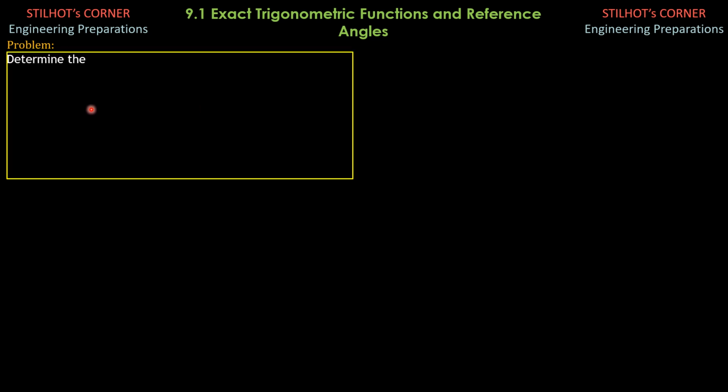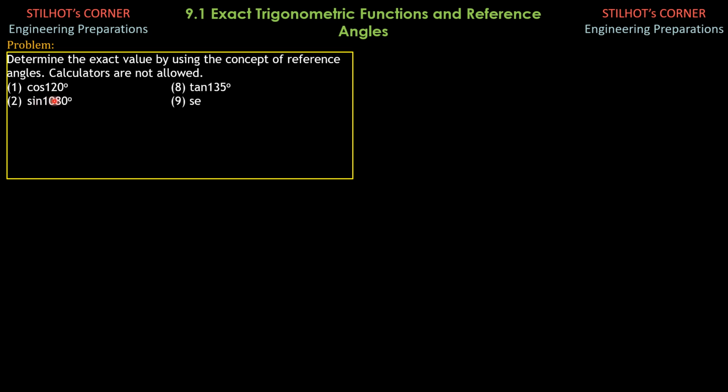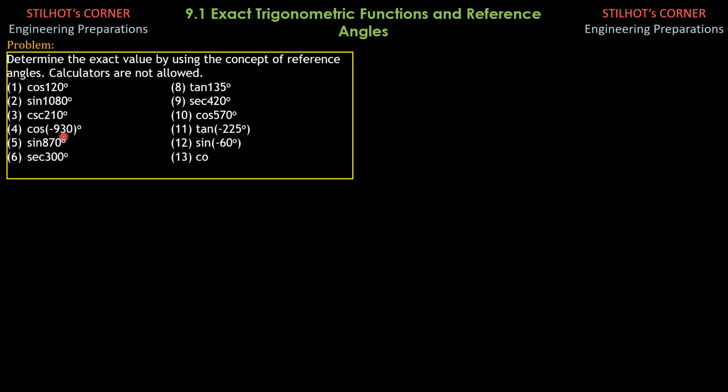So the problem: determine the exact value by using the concept of reference angles. Calculators are not allowed. Number 1, cosine 120 degrees; 2, sine 1080 degrees; 3, cosecant 210 degrees; 4, cosine of negative 930 degrees, and so on and so forth.